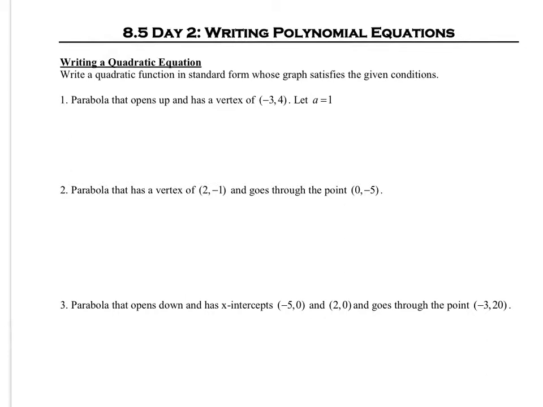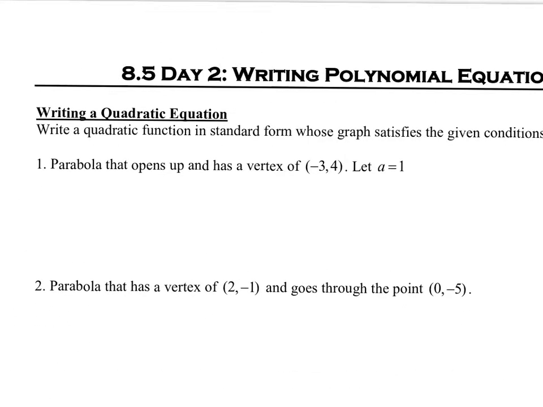Alright, so what you want to notice is we're told that it has a vertex of -3, 4. So if we're given the vertex, we're going to want to use vertex form. Let's zoom in here. So we start with the actual equation. y equals a times x minus h squared plus k. So remember, you got to know these forms. Now, it tells us let a equal 1. So I'm going to go ahead and erase a, and I'm going to replace it with a 1.